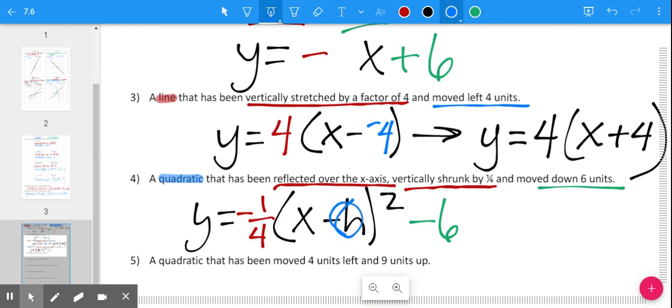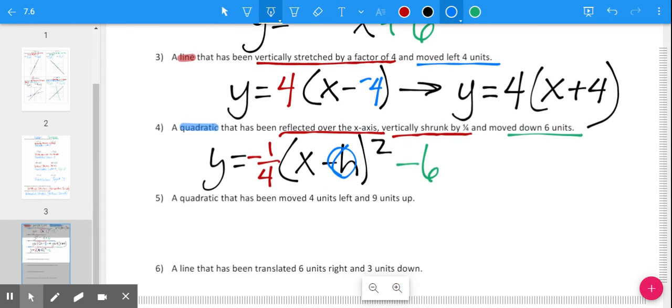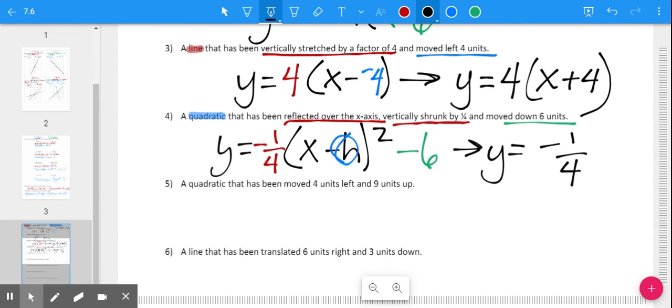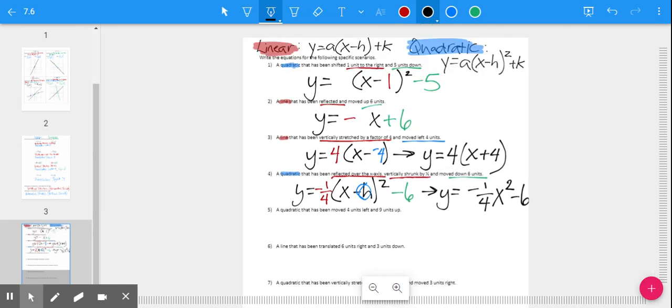Because that's a 0, it doesn't matter. So when we do our rewrite, all we have to put is y equals negative 1/4, reflection and the vertical shrink, x squared minus 6. So I've left 5 on here for you guys to do. Make sure you get on later and check your answers.